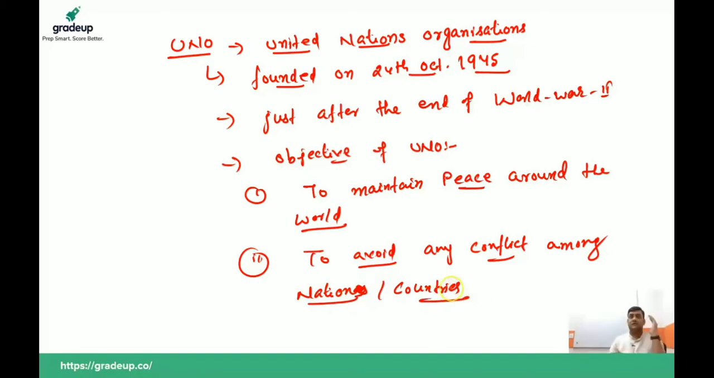It was the initiative of Franklin D. Roosevelt, who was then the president of the USA. On his initiative, the United Nations Organization came into existence. Remember his name? It was Franklin D. Roosevelt who really worked for the establishment of the United Nations. It was his effort.